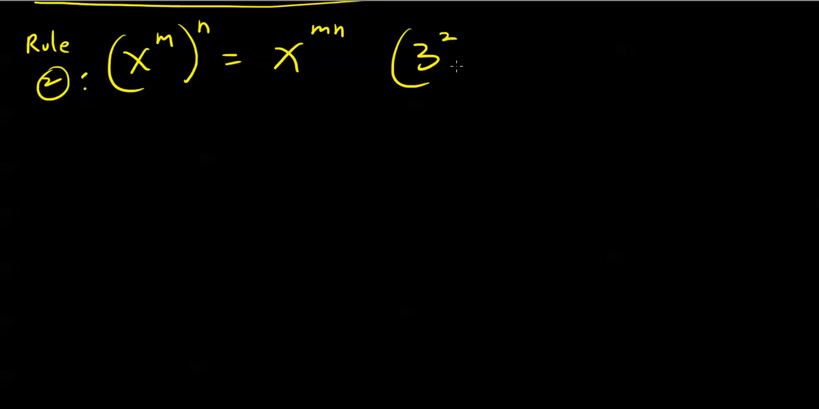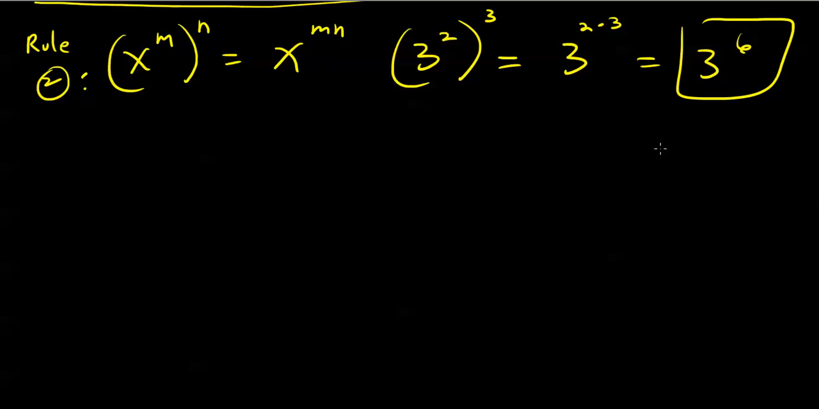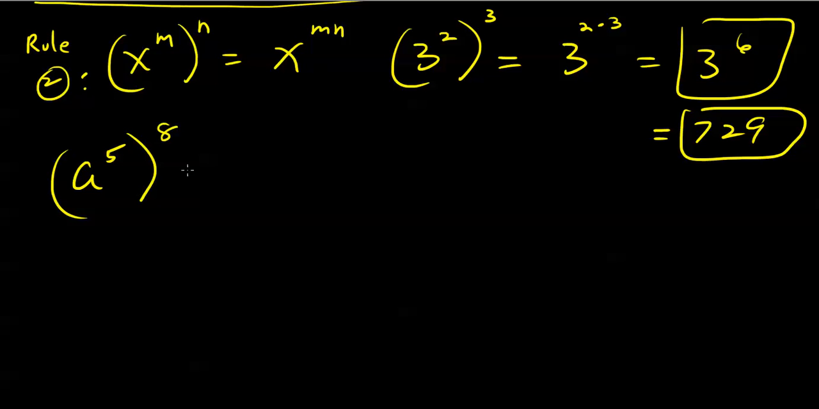For example, 3 squared in turn cubed, power of a power, keep the same base, multiply the exponents at the exponent level, I end up with 3 to the 6th power, and if I multiply that out, that's 729. How about a to the 5th power raised to the 8th power? That's going to be a to the 5th times 8th power, which of course is a to the 40th power.